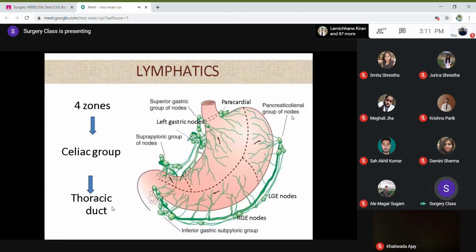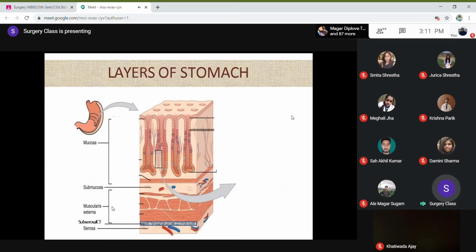So this is the lymphatic drainage, but you have to know a little bit about the stations of the lymph nodes, which are numbered from 1 to 16. If you see the layers of the stomach, you can see the mucosa here, with the gastric pits and the glandular structures, and then the submucosa, and then there is a muscle layer, which is the muscularis mucosae. Then the muscularis propria, and then the serosa. So these are the various layers of the wall of the stomach.